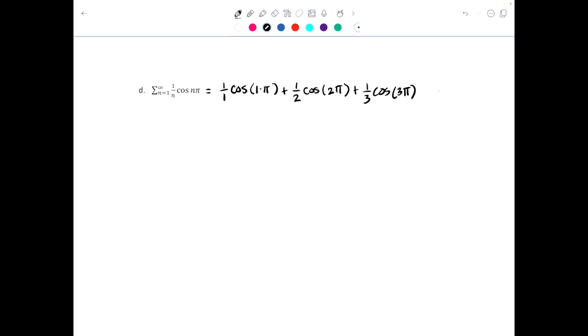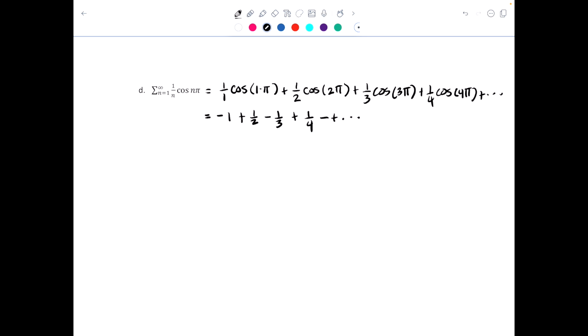You're starting to see the trend. And then plus 1/4 cosine of 4 pi plus dot dot dot. So using the sine and the cosine can be a sneaky way to make an alternating series. This one would be cosine pi, which is just -1, and then we'll have plus 1/2 cosine 2 pi, which is 1. So -1 plus 1/2. Cosine 3 pi goes back to -1, so we'll have -1/3, and then plus 1/4, minus, plus dot dot dot. It goes on like that.